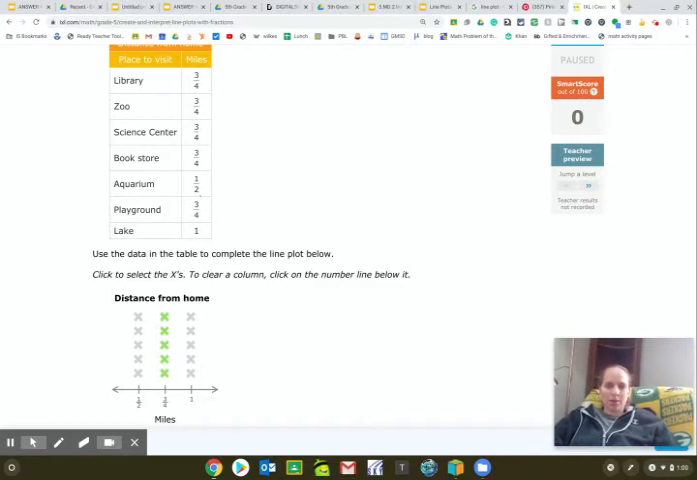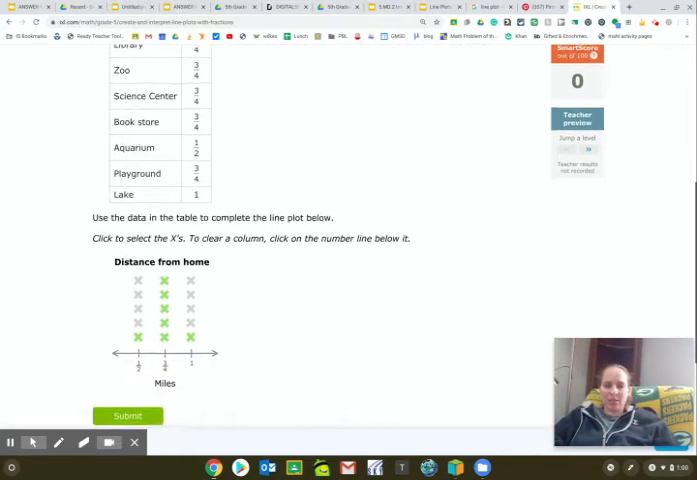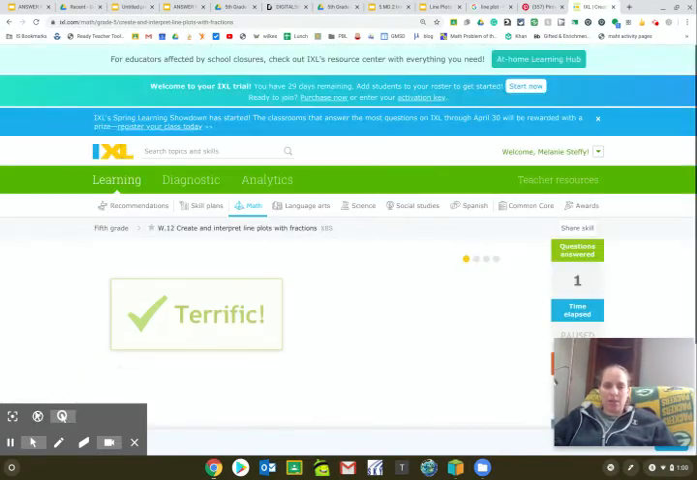But you'll see here that there's 1 1/2 and 1 1. So sometimes if you do it that way, if you don't cross them off as you go, you might not be able to plot them, or you might accidentally make a mistake. We'll go ahead and submit and see how we did.